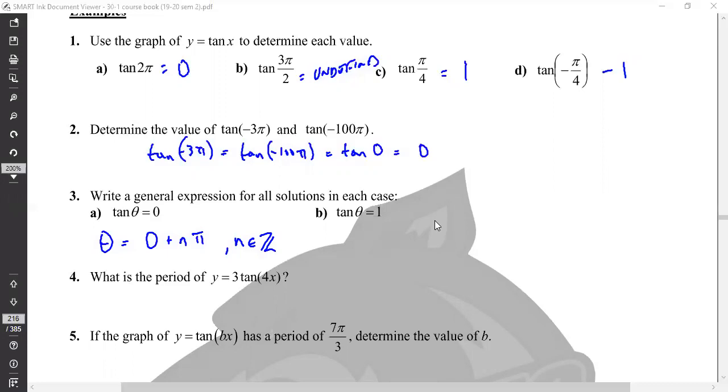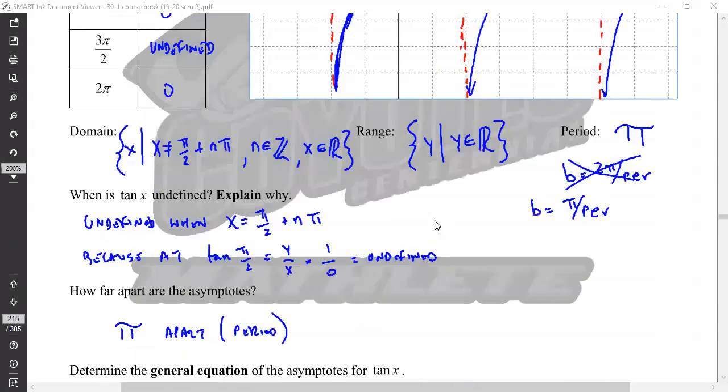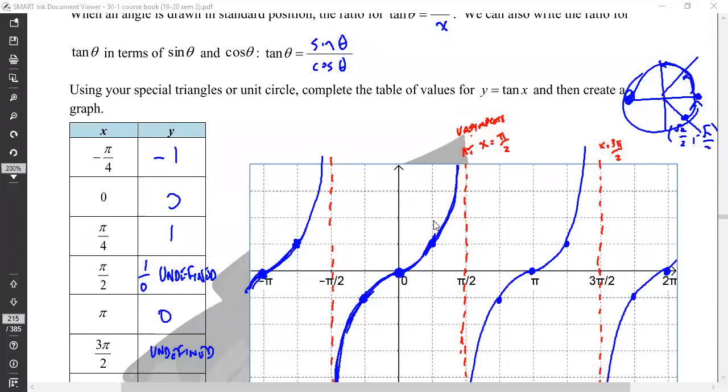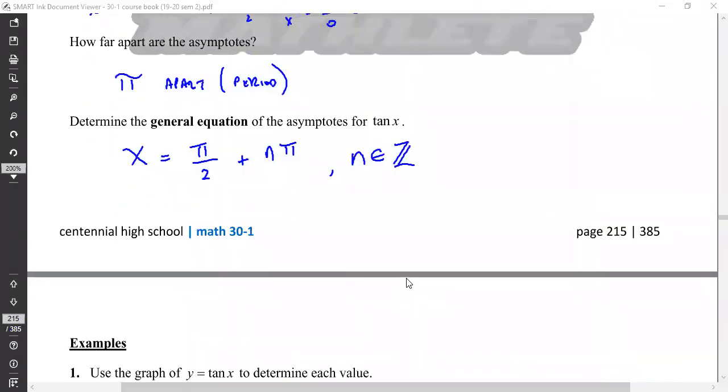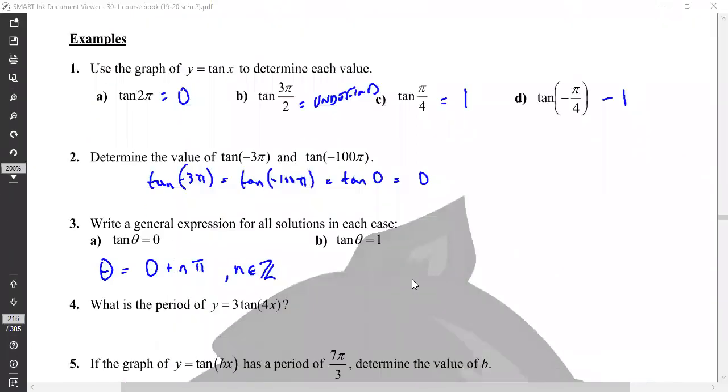When is tan theta equal to 1? On our graph that's asking for, when is that at a height of 1? And it's at a height of 1 at all of those places. When does that happen? Well, pi quarters, right? Pi quarters, theta is equal to pi quarters plus n pi, n being an integer.